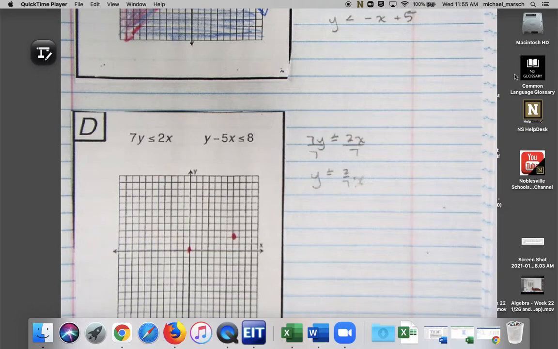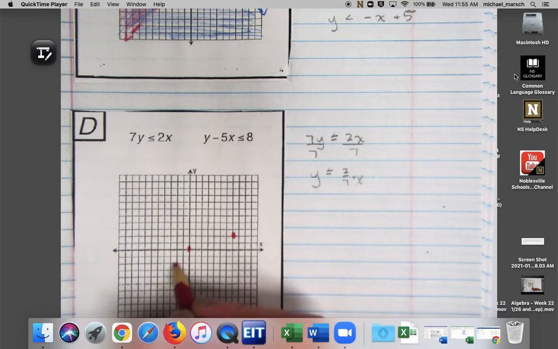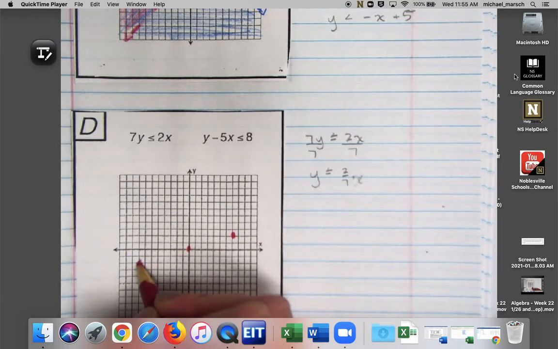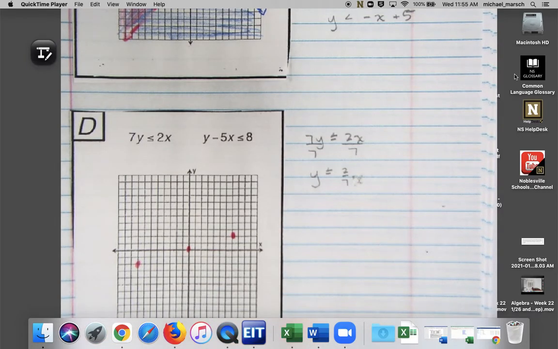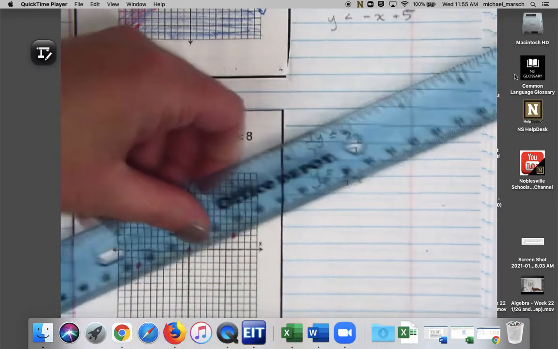All right. So I'm going to go down 2 and back 7. Another point. Solid or dashed line? Solid.